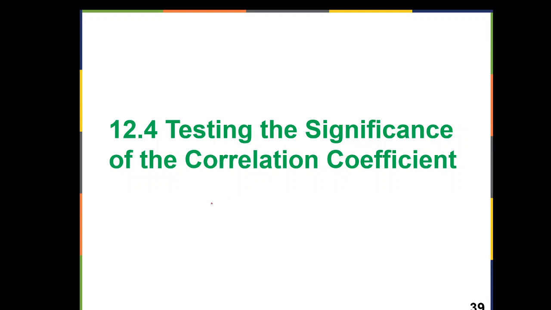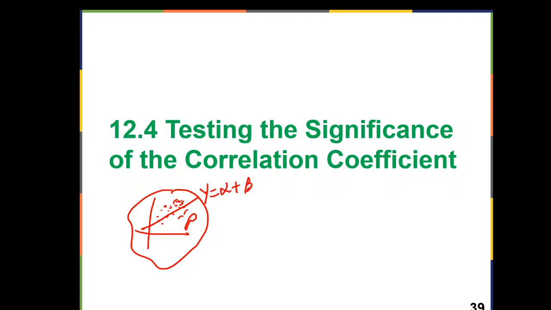For the rest of chapter 12, this is what we want to do. Remember, we have a population, and in the population, we have a whole lot of points that we have no idea about. And then we have a line that we have no idea about. And we have a correlation coefficient, rho, that we have no idea about. So there is y equals alpha plus beta x that we don't know. And there is rho that we don't know, right? And there is rho squared that we don't know. All of that we don't know.